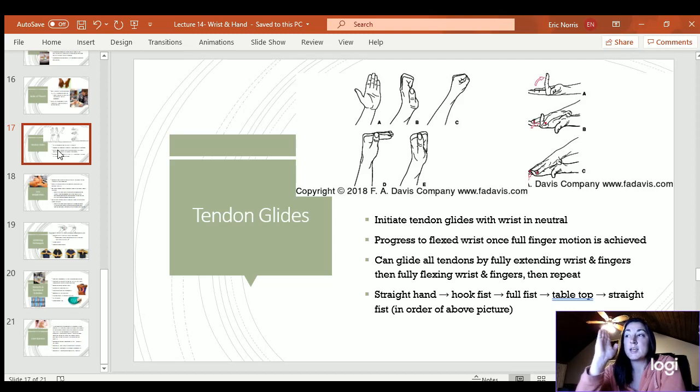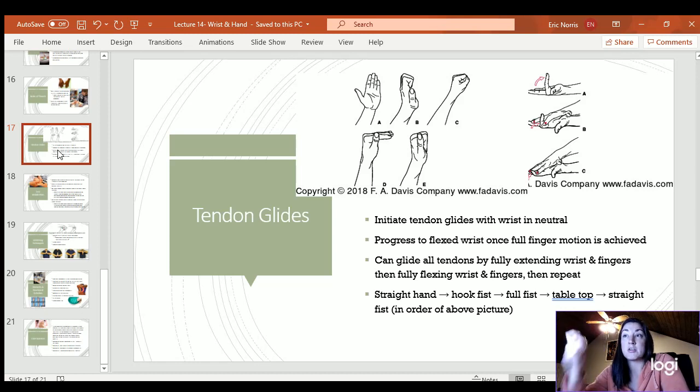So straight hand, hook fist, like the letter E in sign language, full fist, tabletop, where the fingers are just flat out, straight fist. And then you would go back and repeat those.